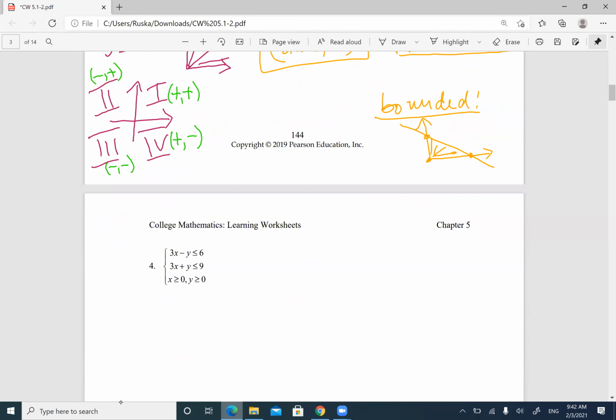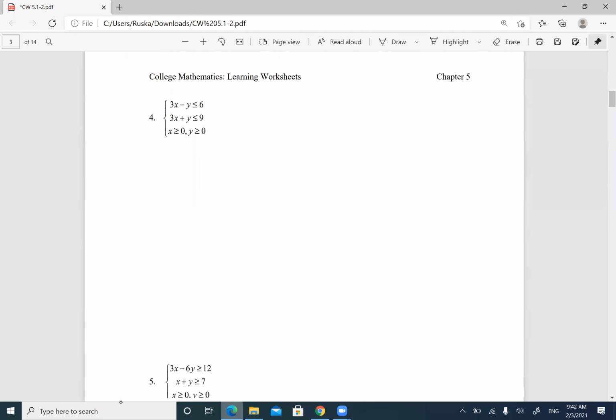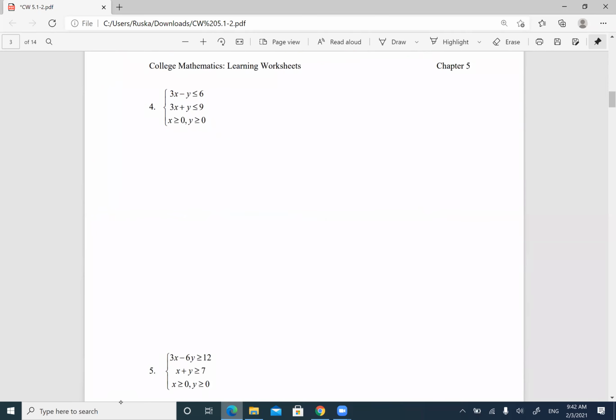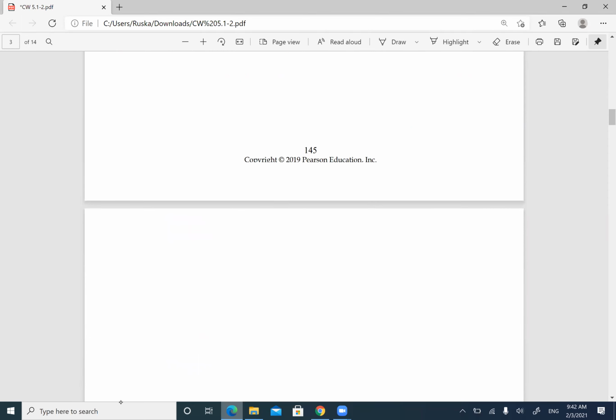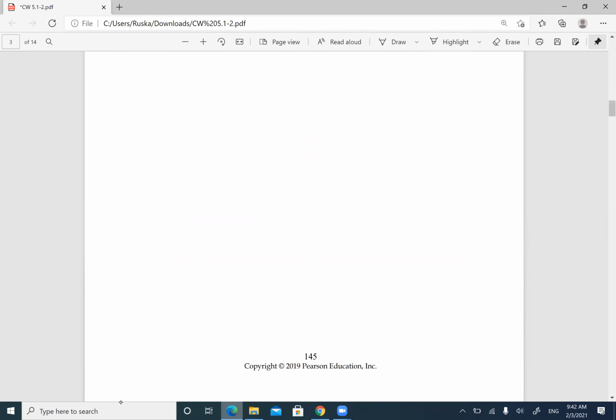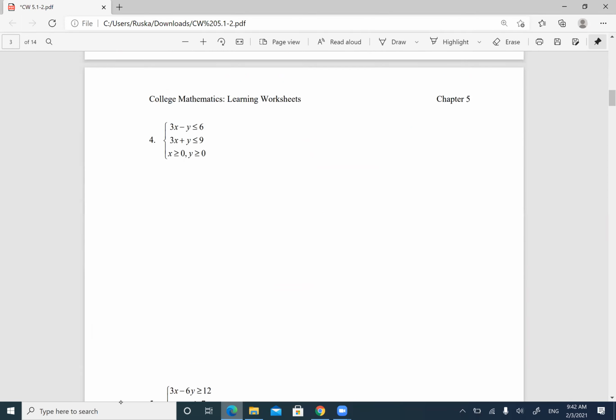Okay. So next one is the same idea. We're going to do one more like this, where here you have 4 inequalities. You have 2 inequalities and then x is greater and y is greater, which means first quadrant. And we're going to do one more like that. So let's go ahead and do number 4.